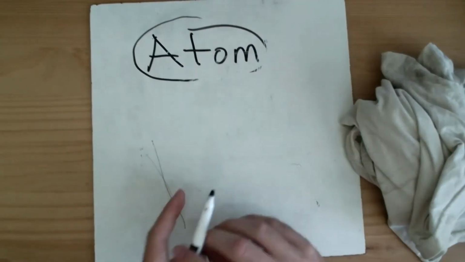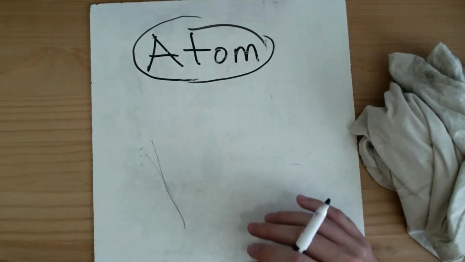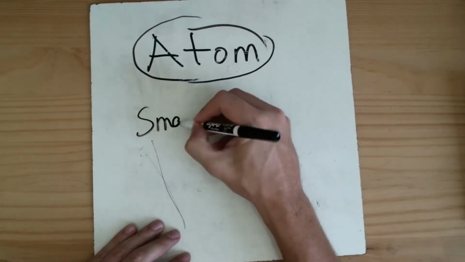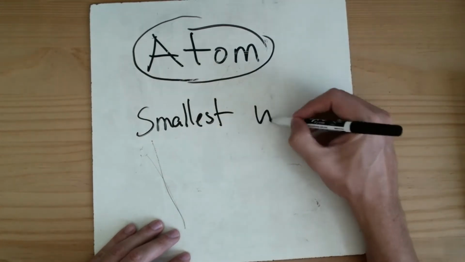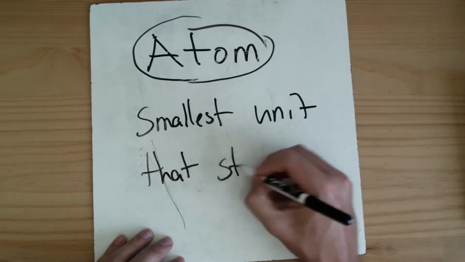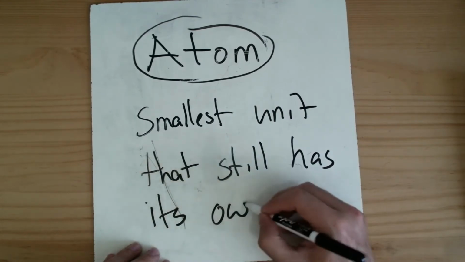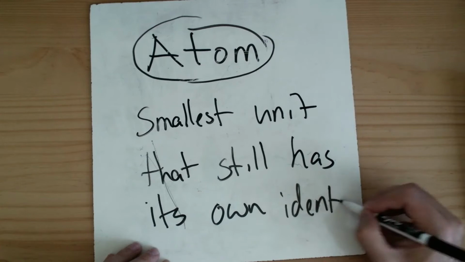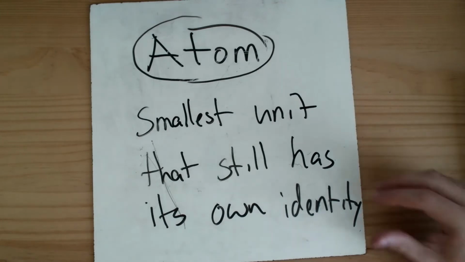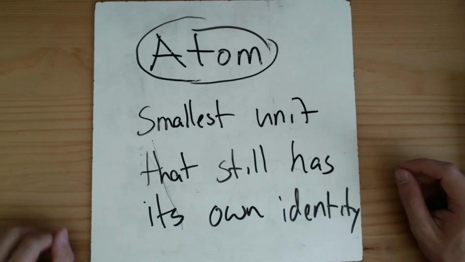So if I leave myself just worried about atoms right now, an atom is the smallest individual building block of matter in the universe. So it is the smallest unit in the universe that still has its own identity. And what that means is that when you start working with anything that is smaller than an atom, you start losing a sense of what that object actually is.